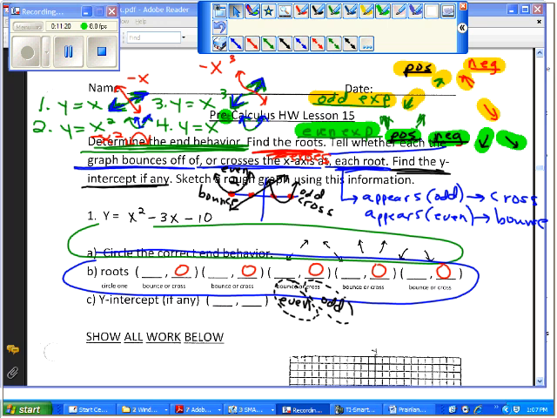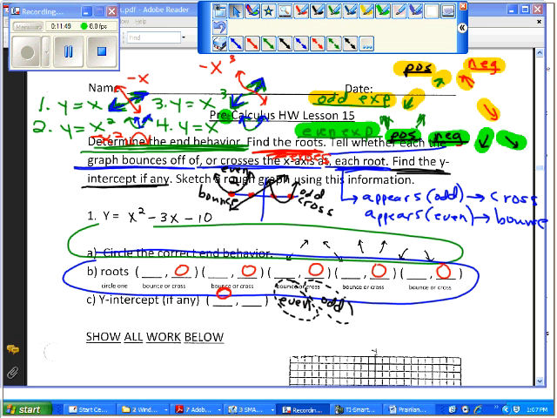So we've talked about end behavior. We've talked about bouncing and crossing. Then it says find the y-intercept. Well, we know how to do that. To find the y-intercept, you let x equal 0. So we know how to deal with each piece. So now we can start doing problems. Has anybody got that written down that needs it? Any questions before we continue?